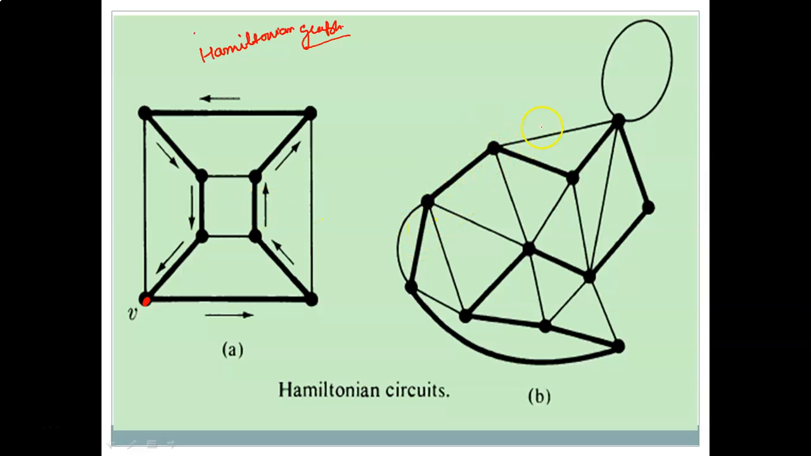Similarly, in this graph also you can see if you start from any vertex, suppose I mark this vertex as V, and along the bold line I traverse through it, then I can return back to the same after traversing through all the vertices of this graph. We have traversed through all the vertices of this graph and we have returned back. So therefore this is also an example of a Hamiltonian circuit, and in totality this graph is called a Hamiltonian graph.